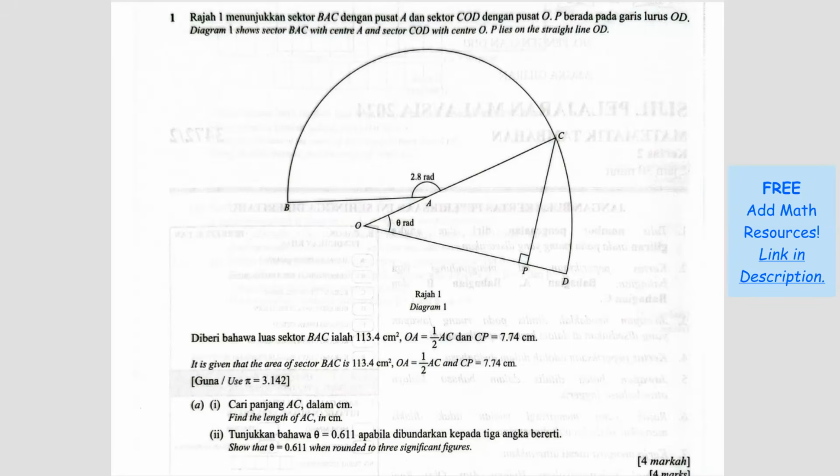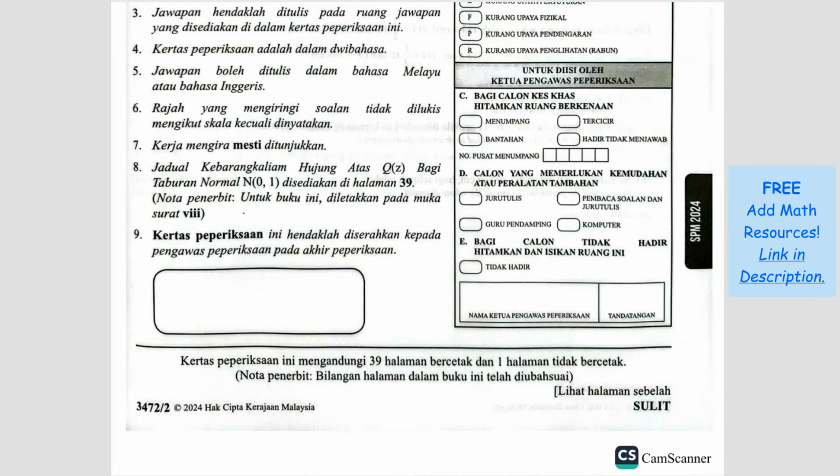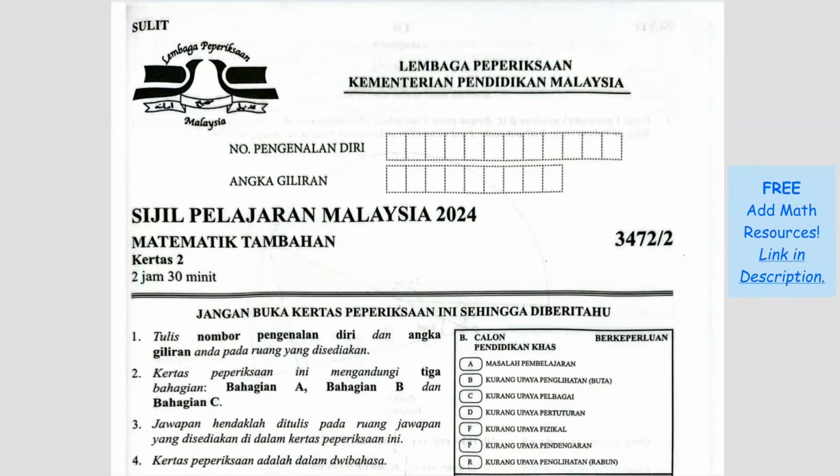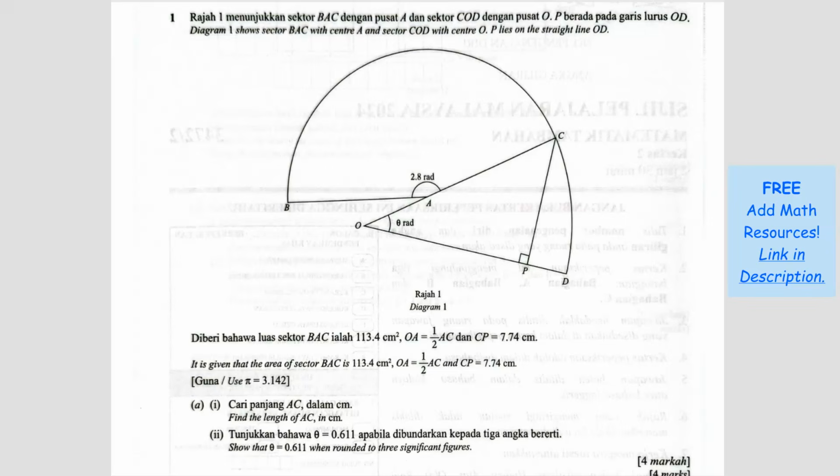Okay, so this is question number 1, paper 2 of SPM 2024. Okay, let us begin. So question 1, diagram 1 shows sector BAC with center A and sector COD with center O. Okay, P lies on the straight line OD. So P is on the straight line OD.